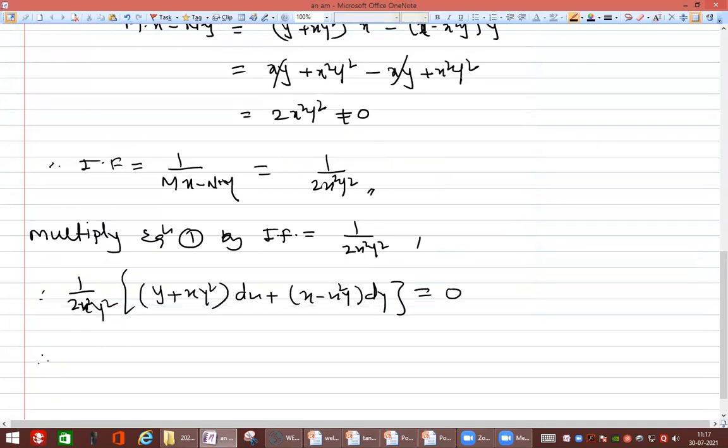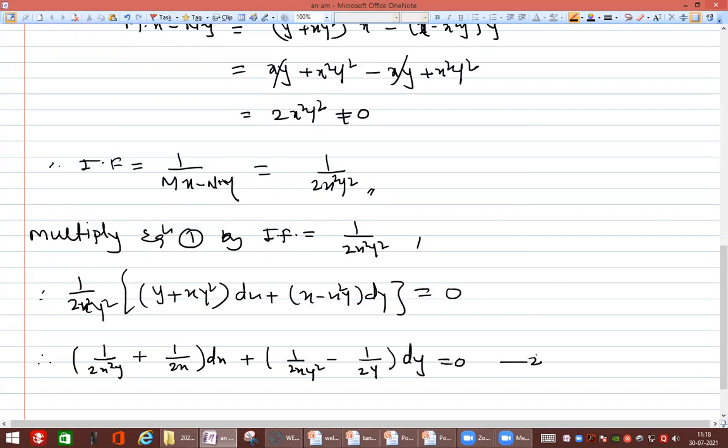So multiply inside by 1 upon 2x squared y squared. The y gets cancelled, so remaining is 1 upon 2x squared y, plus here x cancels, y cancels, so it is 1 upon 2x, dx, plus inside, x cancels, so it is 1 upon 2xy squared, minus x squared cancels, so 1 upon 2y, dy equal to 0. Equation 2.